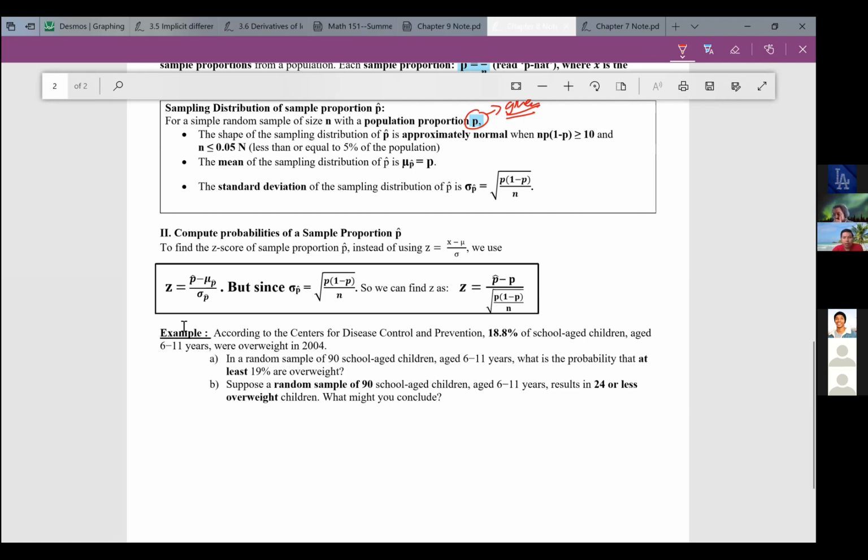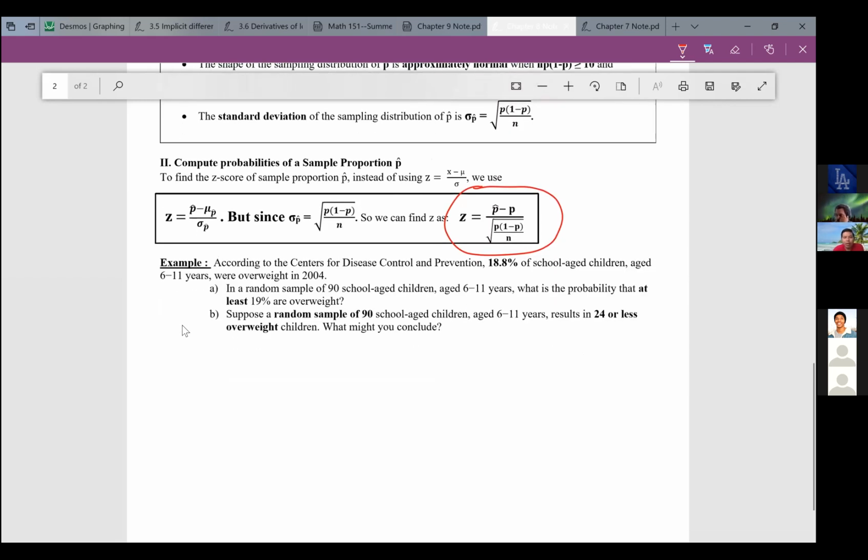So z equals p hat minus p divided by the square root of p times 1 minus p over n. Normally I use the second formula so that I can just plug everything in, instead of having to do step 1 before I can do step 2, right? The second formula saves us a lot of work. Just like section 8.1, the same thing with 8.2. I'm just going to go ahead and do that.